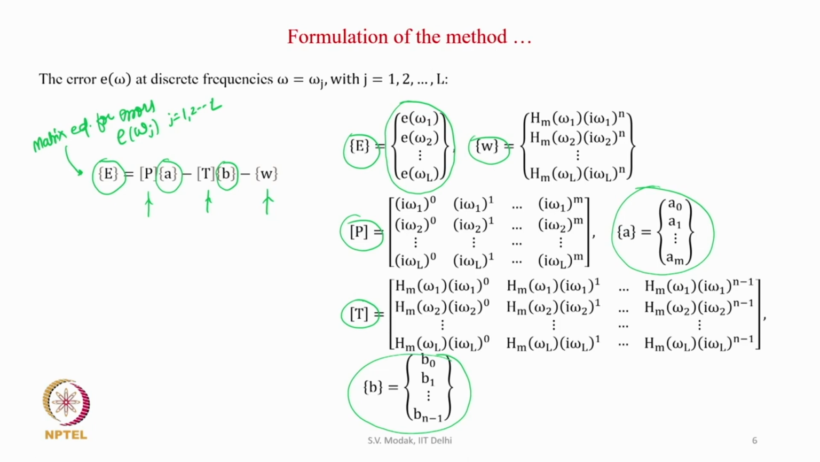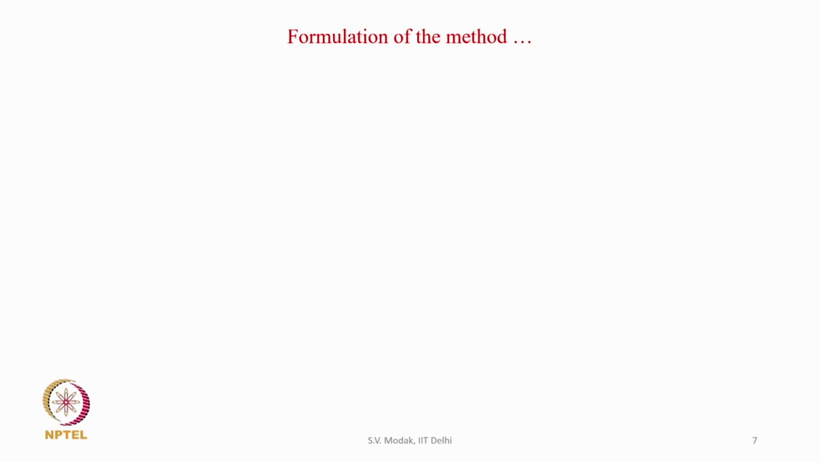Therefore, in order to minimize E, we define an error function as the sum of squares of the errors. We define an objective function J, which is equal to E transpose E. E transpose E effectively squares the different errors at different frequencies and then takes the sum of it. That is the objective function J, and now we would like to minimize this.